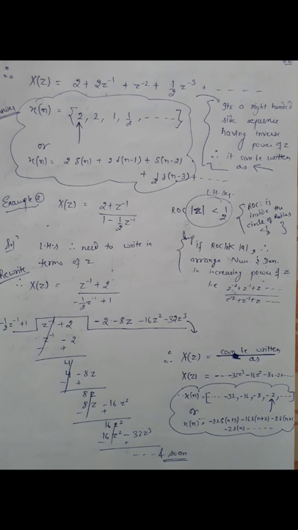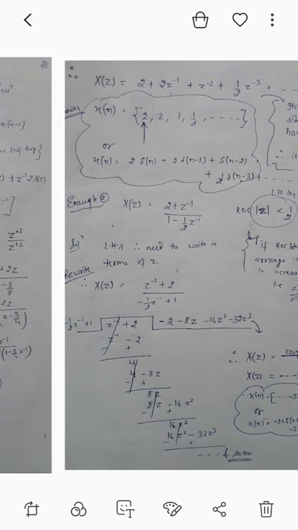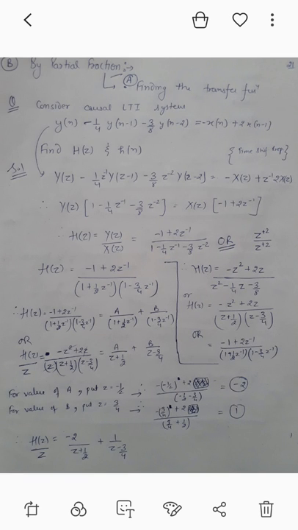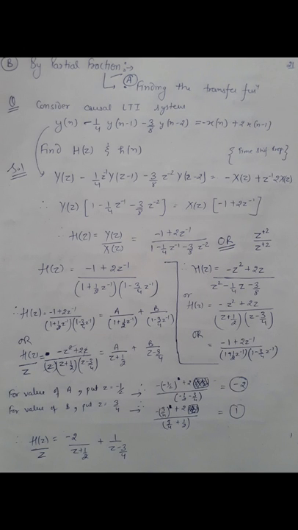Or x[n] can be written as minus 32 δ[n+3] minus 16 δ[n+2] minus 8 δ[n+1] and minus 2 δ[n], because we know the z transform for δ[n] is 1. This is the first case, where we perform the inverse z transform using the long division method. The second method is by partial fraction.